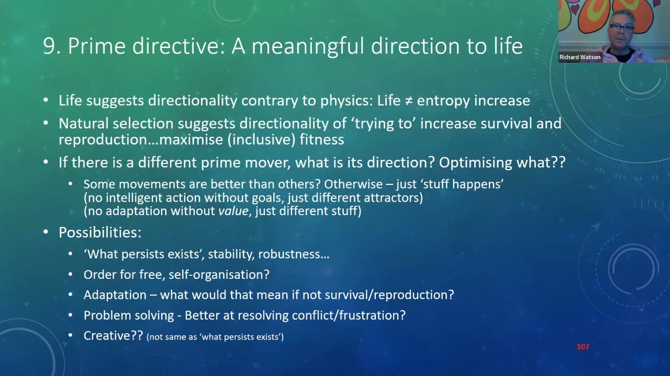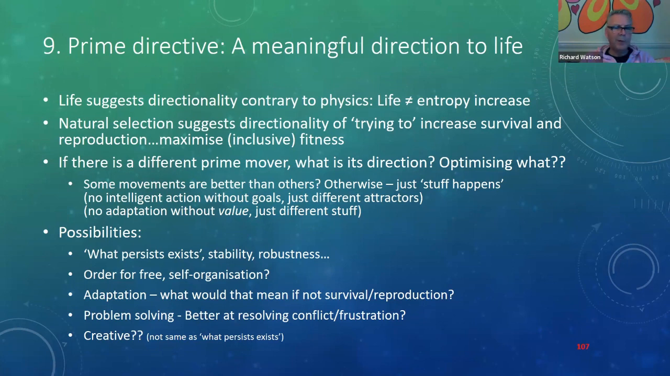But if there's a different prime mover, if it isn't selection that's doing it, what is the direction of that prime mover? Like if the direction was exactly the same, it wouldn't really matter. We would just be describing the same thing. Different words for describing the same process. But if they're not the same, then that's not what it's doing. It's not trying to increase survival and reproduction or maximize inclusive fitness. It's doing something else. What else? What is it optimizing? If we really understood what was happening, we ought to be able to answer that question, such that some movements in this space are better than others.